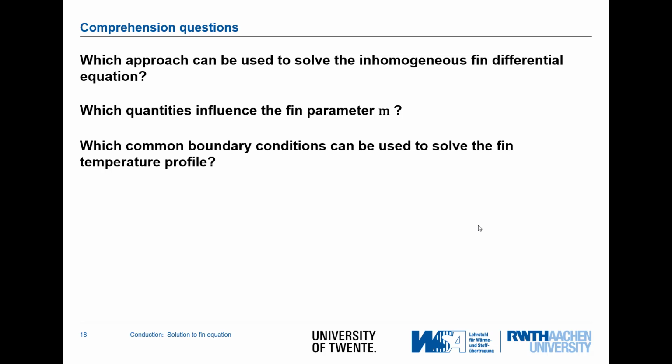Last question, which common boundary conditions can be used to solve the fin temperature profile? Common boundary conditions, I think, are prescribed values at the head of the fin and on the bottom of the fin. It can be a prescribed temperature on the bottom. It can also be a prescribed heat flux on the bottom. And on the top, we usually can use the assumption that the heat transferred by the tip is equal to 0, the heat flux. But we could also use a condition where there is still a heat flux driven by a temperature difference and a heat transfer coefficient on the tip.